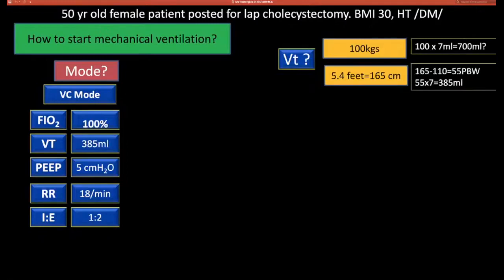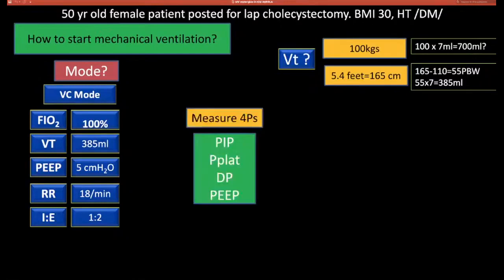I hope I'm clear. The lung size doesn't improve. The lung doesn't become big as you become bigger. If you go from 50 kgs to 100 kgs, the heart may become dilated, you may go into dilated cardiomyopathy, but your lungs and kidneys don't really double in size. So you always set it to the height of the patient. Then fine tune with the 4 P's.